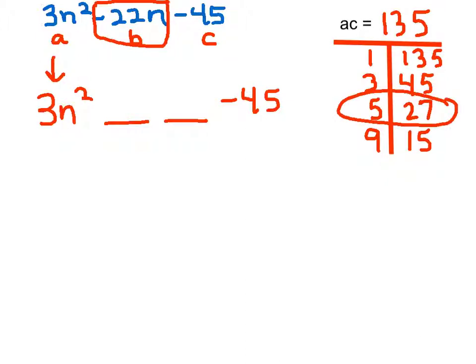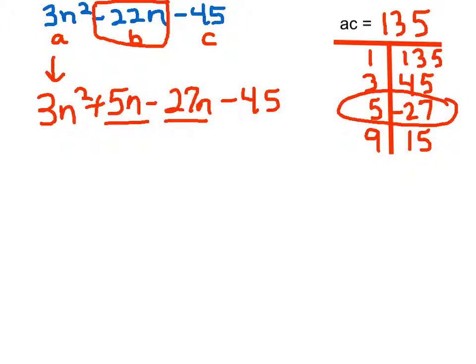And then I'm going to think, what do I need to do to that 5 or 27 to make it a negative 22? Okay, so if I put a minus by the 5, that's going to be a positive 22. So I know that negative sign has to go with that 27. All right, so I take those two numbers and bring them over here. I'm going to put a plus 5n because the 5 is positive. I'm going to put a minus 27n because that's the negative.